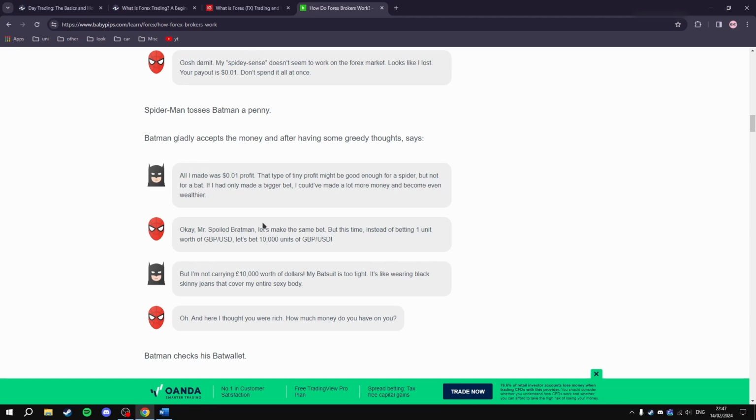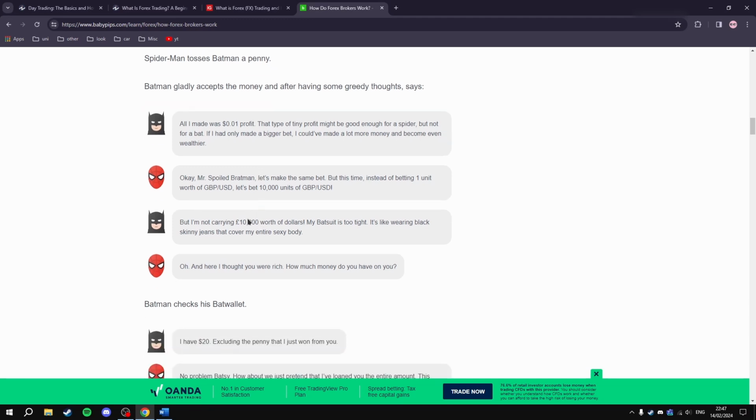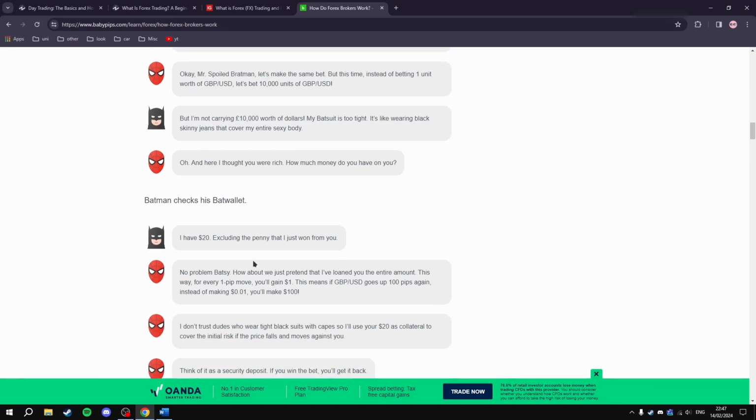"But I'm not carrying 10,000 pounds worth of dollars. My bat suit is too tight. It's like wearing black skinny jeans that cover my entire sexy body." "Oh, and here I thought you were rich. How much money do you have on you?" Batman checks his bat wallet. "I have $20, excluding the penny that I just won from you."